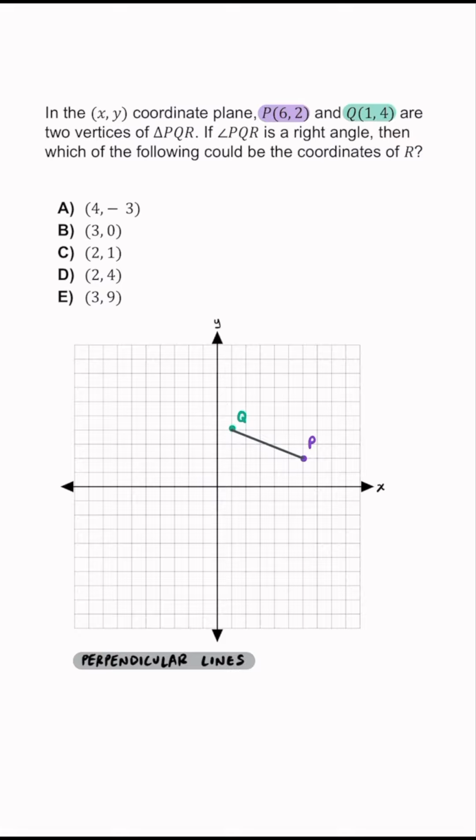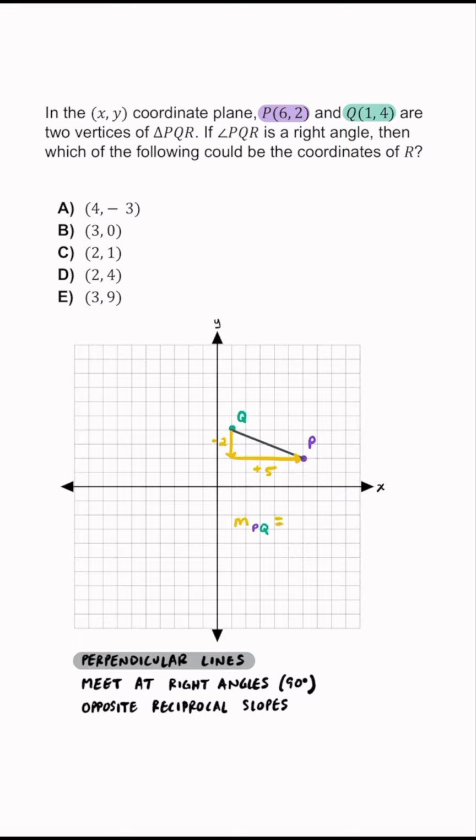This is where knowing about perpendicular lines can come in handy. Perpendicular lines meet at right angles, which is 90 degrees, and their slopes must be opposite reciprocals. So let's go ahead and figure out the slope of this line PQ. To get from point P to point Q, it looks like we're going to have to go down 2 units here, and we're also going to have to move 5 units to the right. So we know that m, or the slope of segment PQ, is going to be negative 2 over 5.